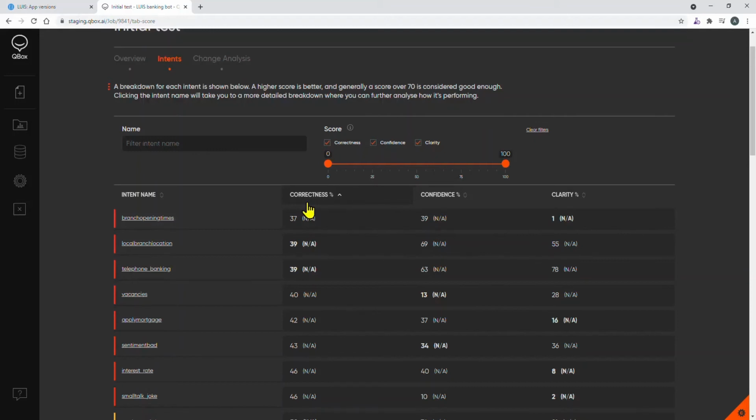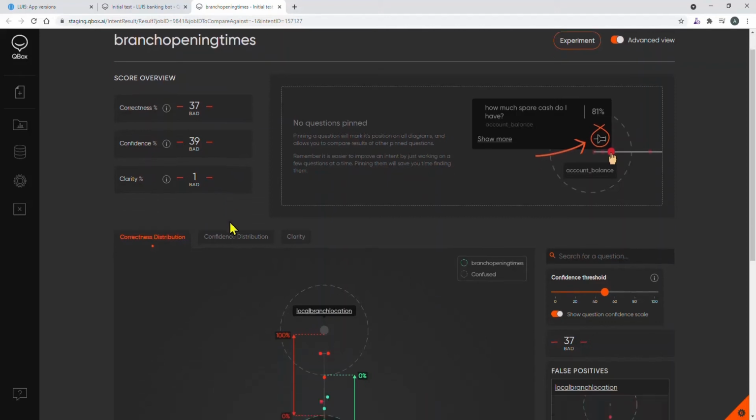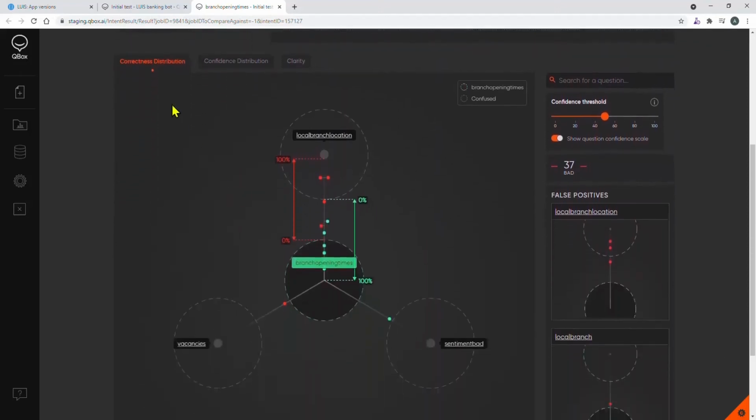So let's look at the intent at the top of the list, which is my branch opening times. This intent covers what times a user's local or nearest bank branch opens and closes, etc. The individual intent scores are 37% for correctness, 39% for confidence, and only 1% for clarity. There's 11 utterances in this intent, and from the correctness distribution diagram, we can see there are 5 incorrect utterances, and they're shown as red dots here on the diagram.